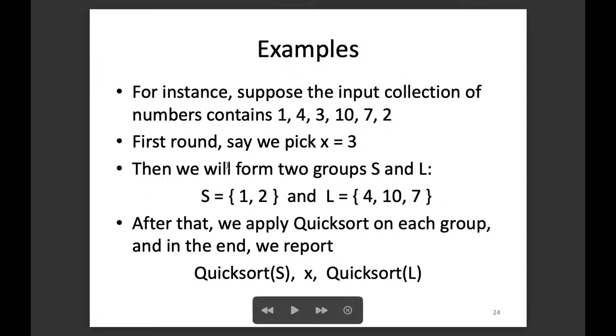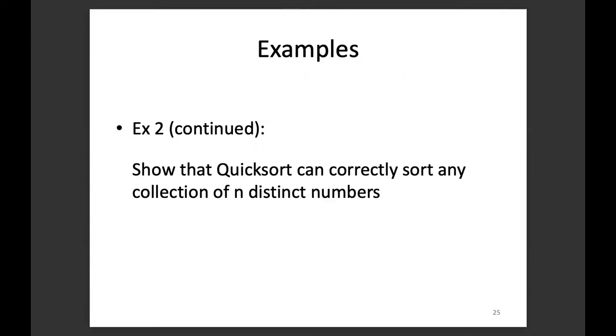So for instance, suppose that we have the collection 1, 4, 3, 10, 7, 2, and suppose that we pick 3. By picking 3, we look at each number and compare it with 3, so we find out that 1 and 2 are the numbers that are smaller, and 4, 10, 7 are the numbers that are larger. So somehow magically, we apply quicksort on each group, and then we put the resulting quicksort of S here, and then put x here, and then put the resulting quicksort of L there. Now we didn't go through the whole process, but we want to argue that quicksort can always correctly sort any collection of n distinct numbers.